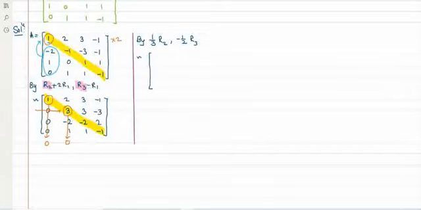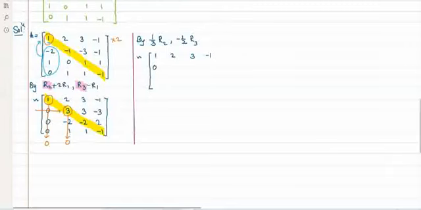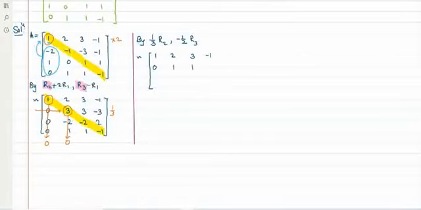So, change for second and third row. First row, no change. 1, 2, 3, and minus 1. If you multiply by 1 by 3, what you have to do? You have to multiply by 1 by 3. So, 0, 1, 1, and minus 1. Now, the next row, you have to multiply by minus 1 by 2. What is the element? 0, 1, 1, minus 1. So the last one remains same. 0, 1, 1, minus 1.